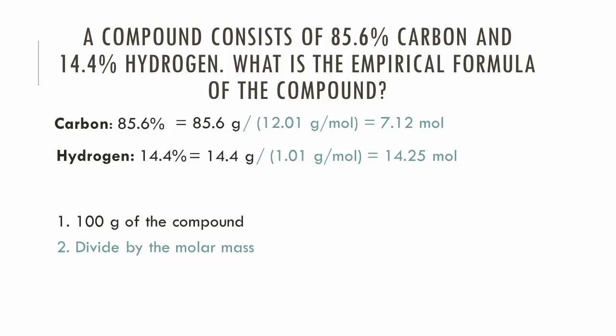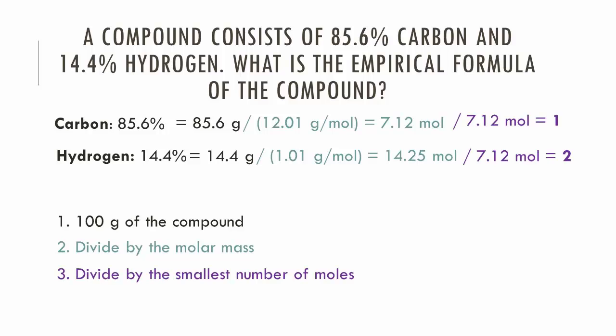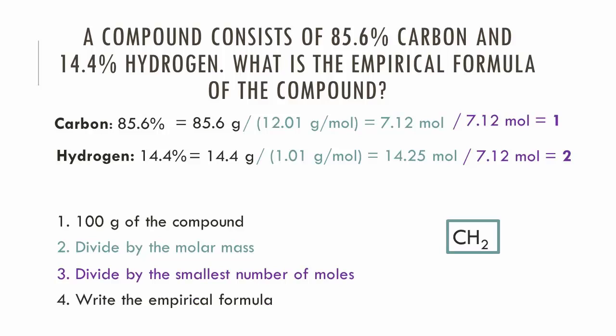However, we need a simple ratio. So what we do is we divide both numbers of moles by the smallest number of moles calculated, which was 7.12 in this case. After doing this, we get a ratio of 1 to 2. Our empirical formula is therefore CH2.